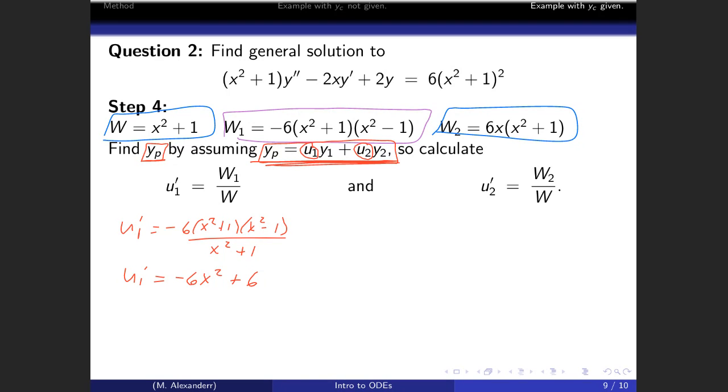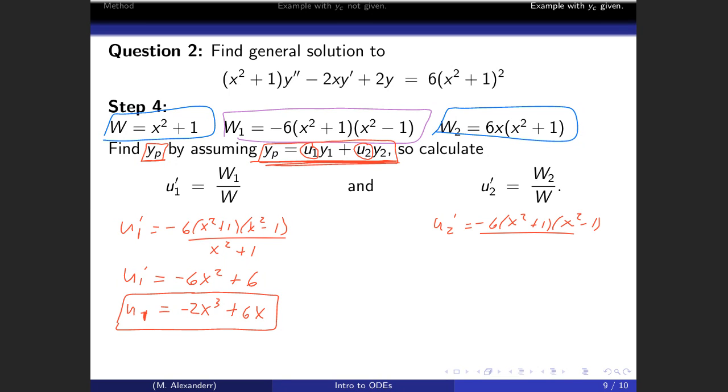So that's the derivative of u1, but what we care about is the actual u1 itself. That means that we have to integrate this. So that's going to be negative x to the 3, and then 6 divided by 3 is a 2, plus 6x. So that's the u1 function. Now we calculate the u2 function, but the formula is given to us to calculate the u2 prime. And so u2 prime is equal to W2, a little bit more lengthy, but we just copy and paste. So x squared plus 1, and then x squared minus 1, divide the whole thing by the W, which is x squared plus 1.